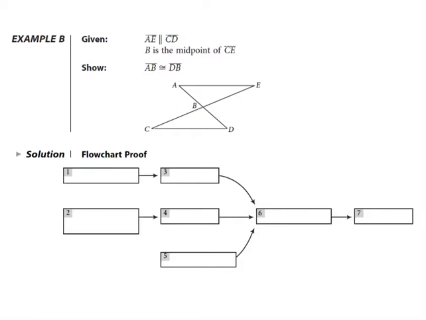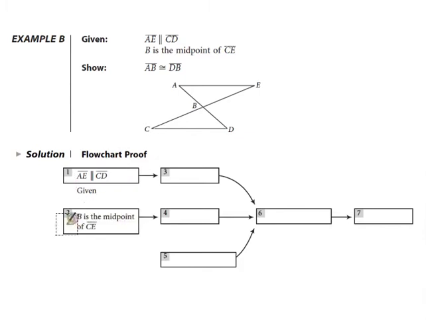So what will go in box 1, folks? AE is parallel to CD. Why is that? Given. Nice job. What will go in box 2? B is the midpoint of CE.